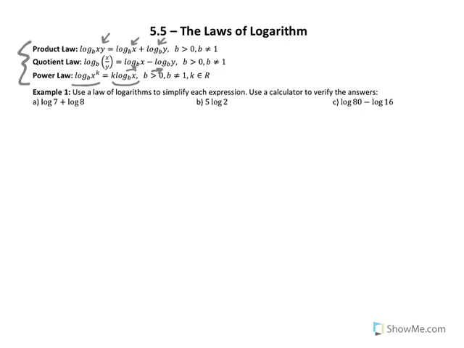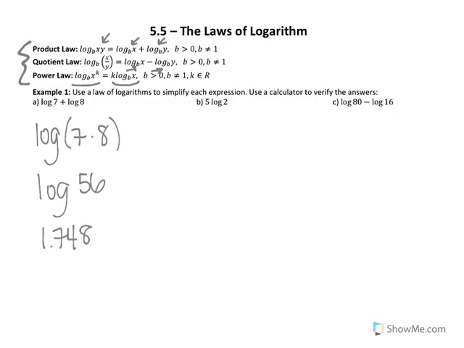So use the law of logarithms to simplify each of the following. So we have log base 7 and log base 8, which is the same as log of base 7 times base 8, which is the log of 56, which is, if you type that into your calculator, 1.748.